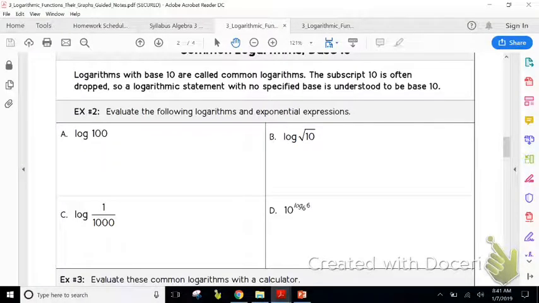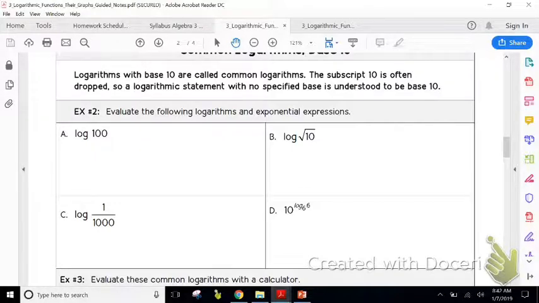All right, so here for example 2, we're dealing with common logarithms. Logarithms with base 10 are called common logs. The subscript 10 is often dropped. So a logarithmic statement with no specified base is understood to be base 10. So if we don't have a base written, what base is it? 10. It's one of the very few times that something is not written, it's not going to be a 1. Okay?